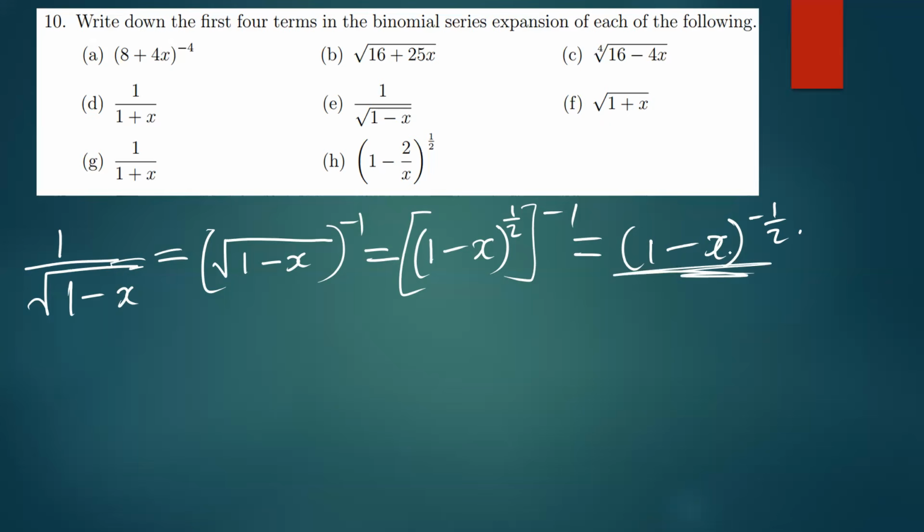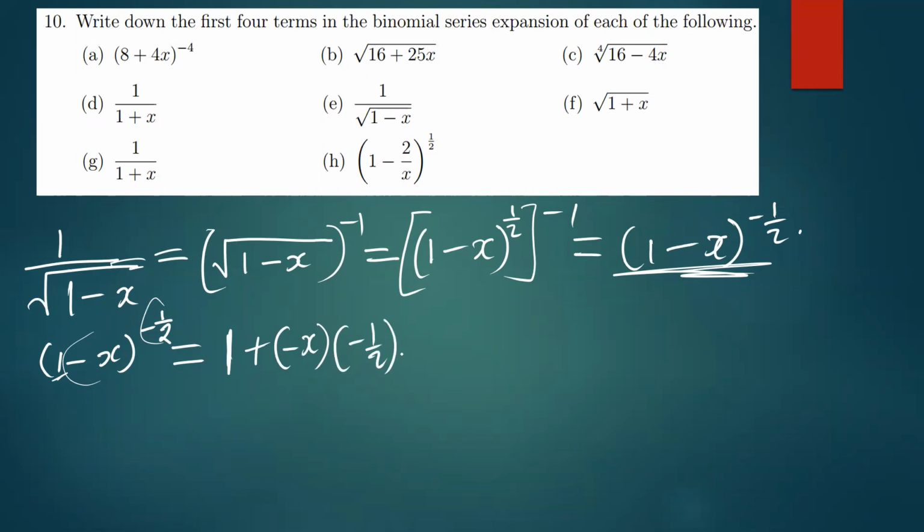So expanding this is very simple. So how do we expand such an expression? So we have 1 minus x, then -1 over 2. So the first term is always what? 1, since we have 1 there. The first term there is always 1. Then followed by the next term, which is n times what you have there. So the value of x there is negative. So we're going to say plus -x multiplying with -1 over 2.